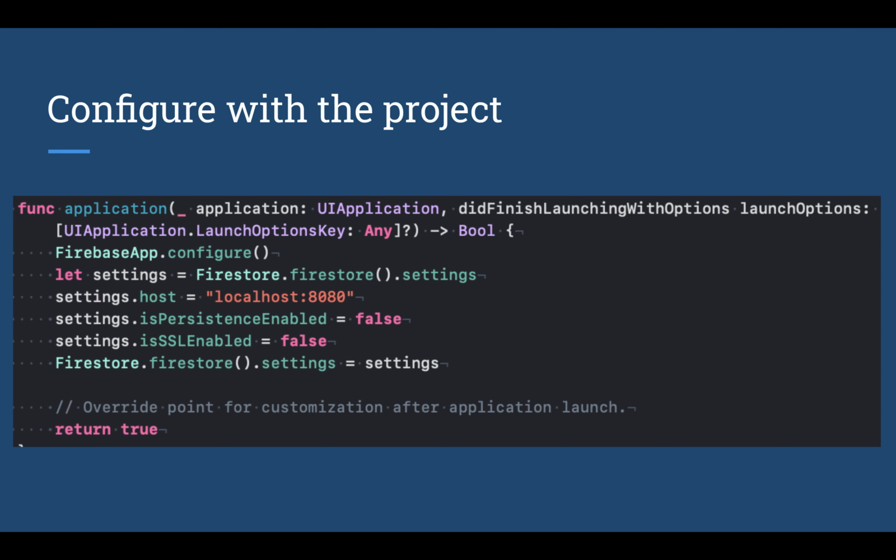So to configure it with the project, we just have to add a piece of code. I am showing an example for Firestore. Where we configure the Firebase app, we just have to add the Firestore settings to activate the emulator. I added this in my existing project, vProvide.